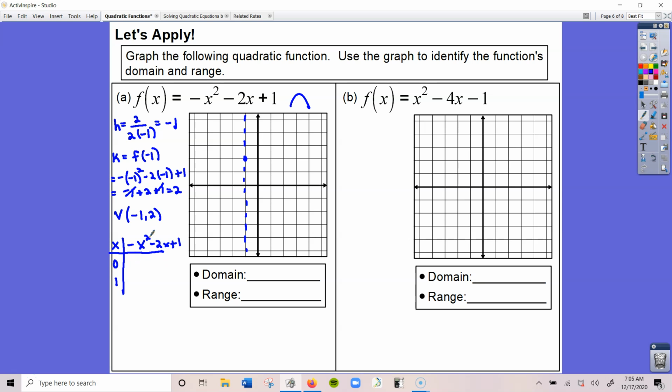If I plug in 0, we get 0 here, plus 1, so 1. If I plug in 1, I would get 1 squared, which is 1, and then negative, so negative 1, minus 2 times 1, which would be minus 2, plus 1. These would cancel out here, so we get a coordinate of 1, negative 2. So I can go ahead and plot my points, 0, 1, and 1, negative 2. And then I can reflect it on the other side as well. And this would be my parabola.